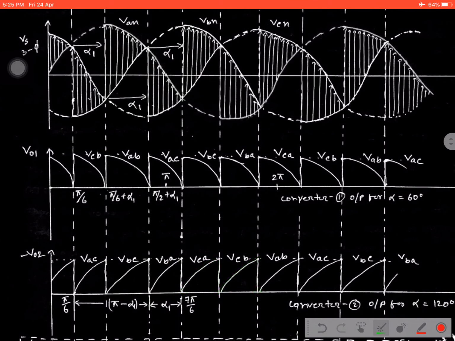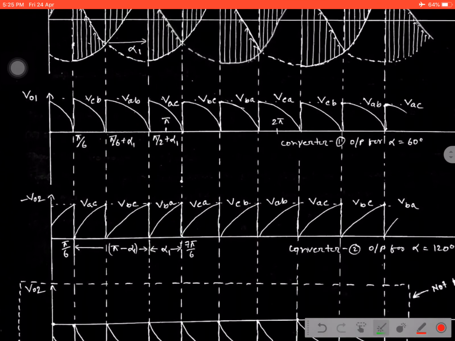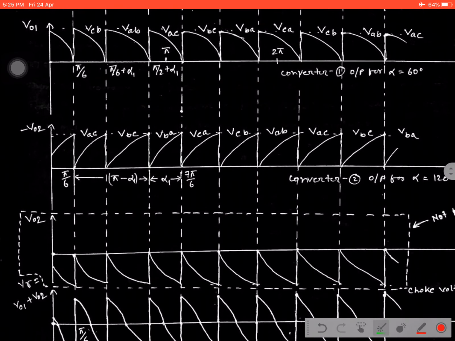For non-circulating mode of operation, as we know, both converters will develop the same amount of voltage but in opposite directions. That is well defined by these two axes. That is VO1 for the first converter output and VO2 for the second converter output. And these are the line voltages appearing across the load.